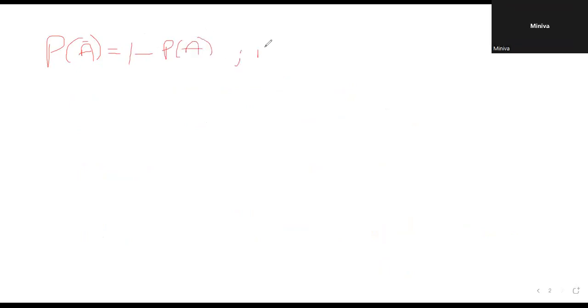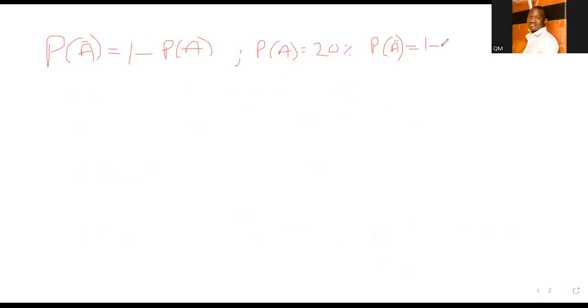Quick, can you remember? What did I say? What is the complement of A? 1 minus probability of A. Right. So if A is 20%, what is the complement of A? 80%, correct. Or 1 minus 0.2, which is 0.8, correct.